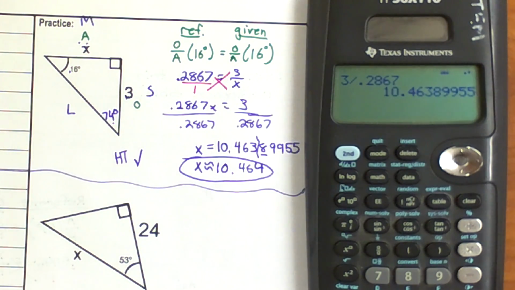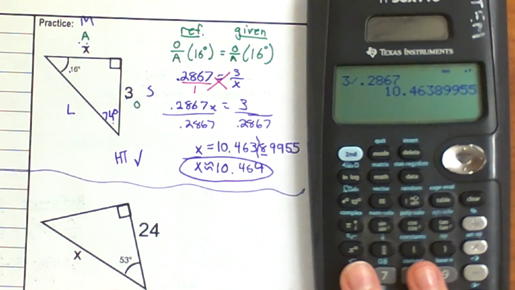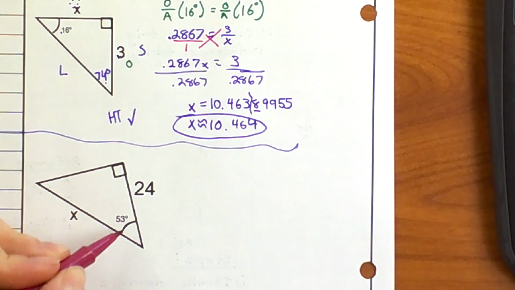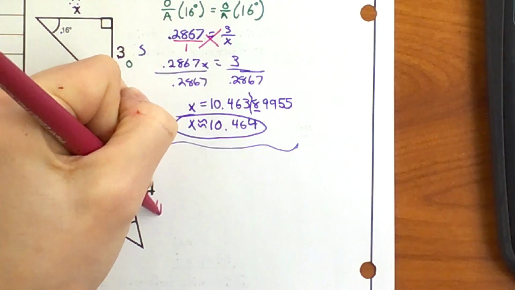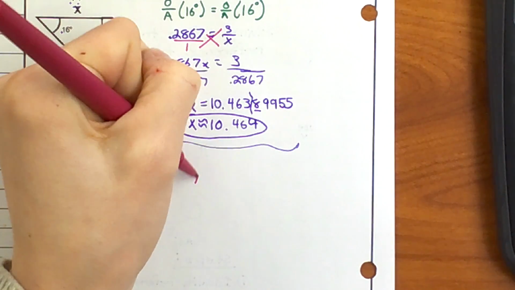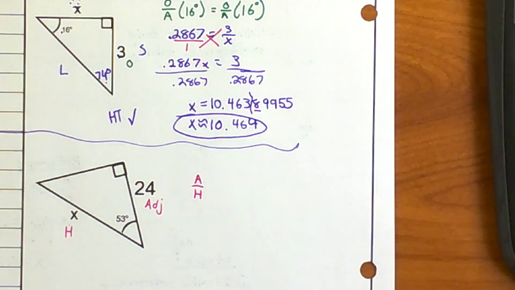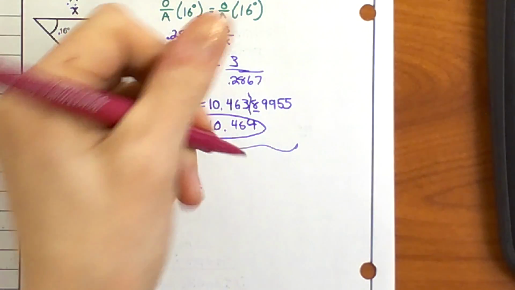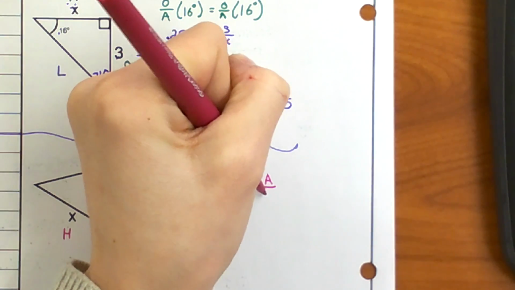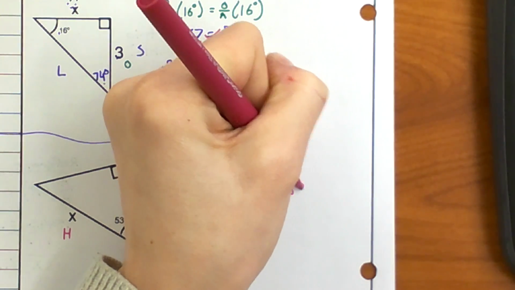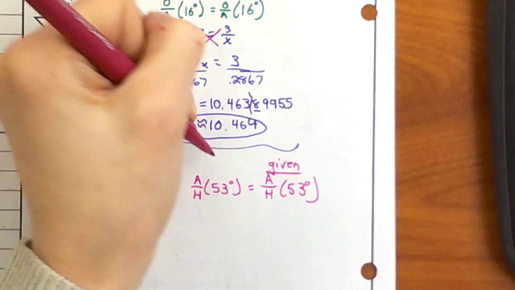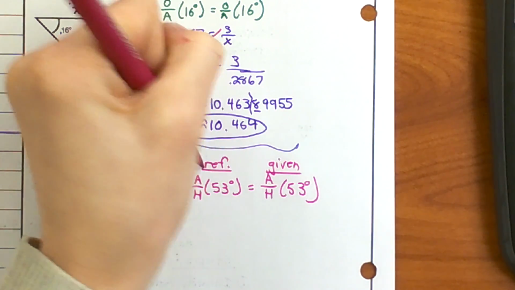Okay, second one, next example. So we've got, this is adjacent over hypotenuse. So let's set that up. A over H for 53 degrees equals A over H for 53 degrees for my given side and my reference side.